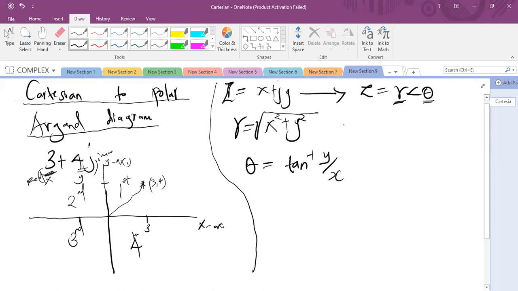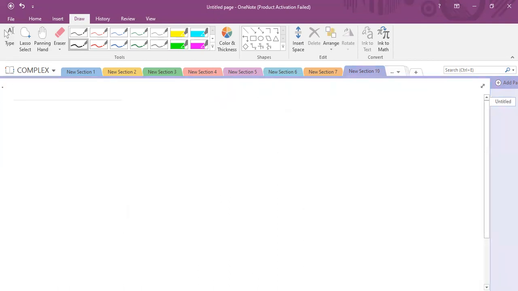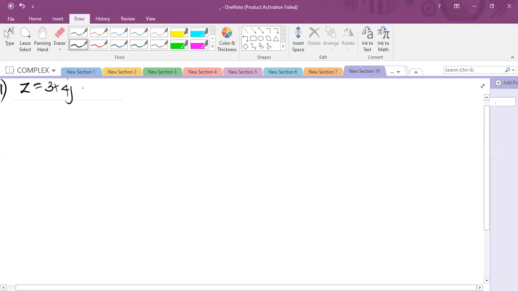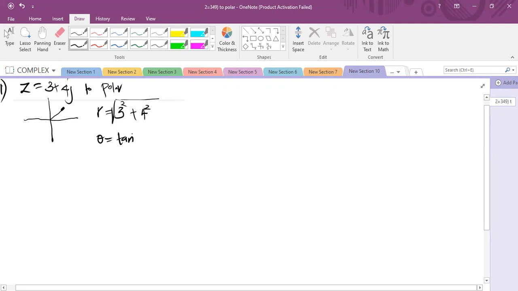Now, I want us to take up simple examples and see how exactly we can convert from Cartesian to polar. So let's start with the first example. We are converting z is equal to 3 plus 4j to polar. The first thing is we make a sketch: x-axis, y-axis, 3, and this will be in the first quadrant. So what is our r? r is the square root of x squared plus y squared. So that is the square root of 3 squared plus 4 squared. What is our theta? Our theta is tan inverse of y over x.